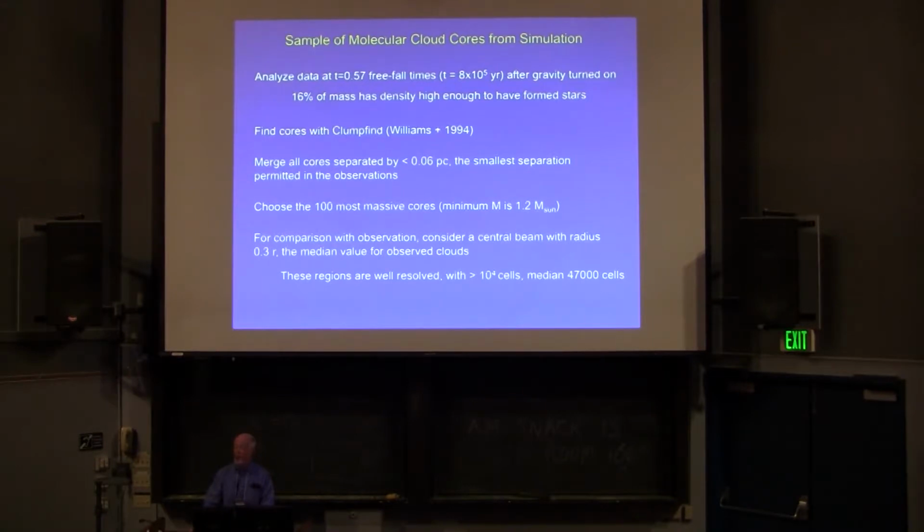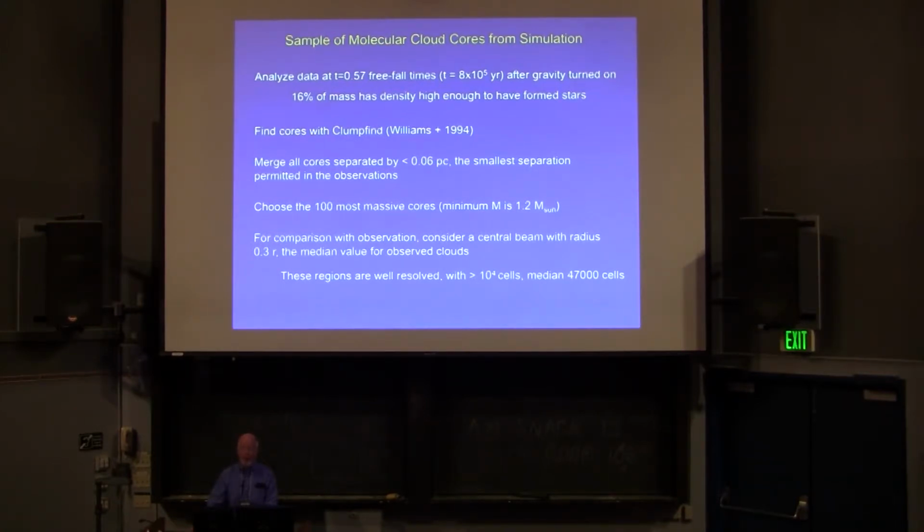We used a routine called clump find, which was developed by John Williams many years ago to identify the clumps. We merged all the cores that were separated by less than 0.06 parsecs. That's a somewhat arbitrary thing, but in the data that we were analyzing, which had a wide variety of resolutions depending on how far away the clouds were, the finest resolution was 0.03 parsecs. So there's no case where you can have cores separated by less than 0.06 parsecs in the data. So we just went ahead and merged them all in our simulation also. We then chose the 100 most massive cores. The minimum mass was a little over a solar mass.